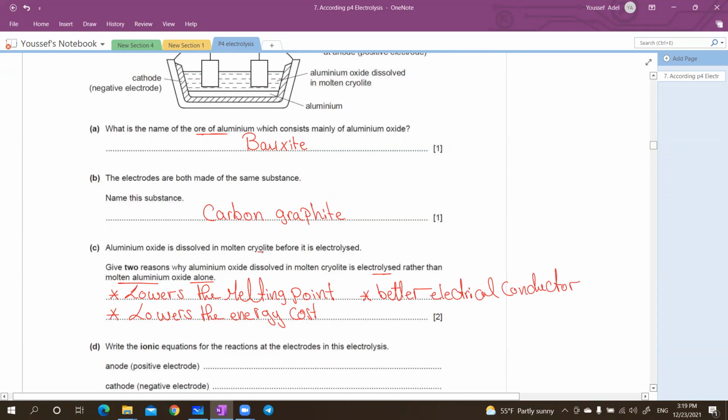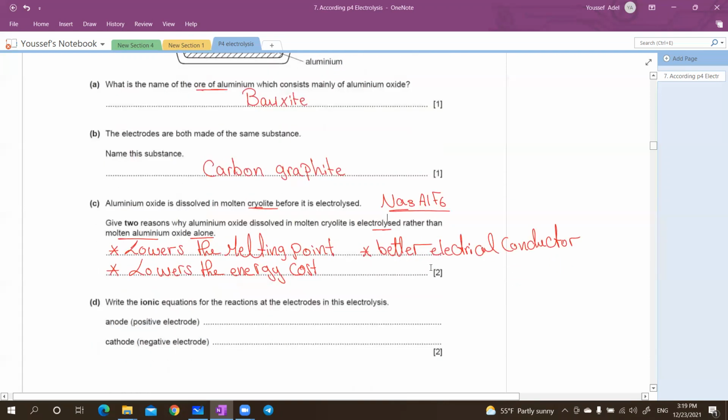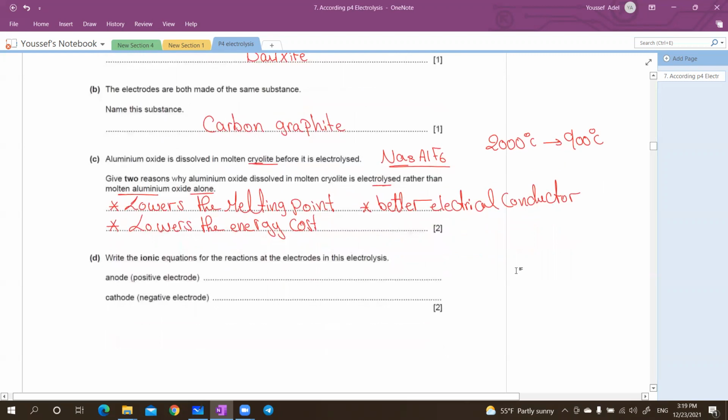You have to know that cryolite is sodium aluminum fluoride, Na3AlF6. And it is used for these reasons: to decrease the operating temperature from 2000 degrees Celsius to 900 degrees Celsius. And this will lower the energy cost, as we said, and the mixture will be a better electrical conductor. And moreover, the cryolite acts as a solvent. Don't forget this.